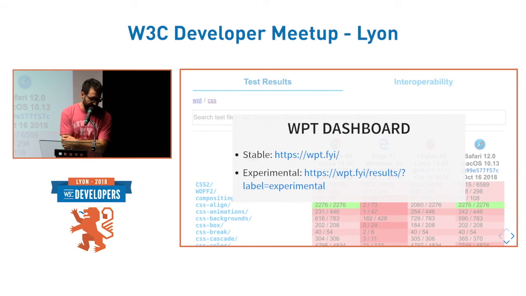And also, since a while ago, there are also the results on the nightly versions: Chromium Canary, Firefox Nightly, Safari Technology Preview. So the latest versions of the browsers, so you can check how things are going there.